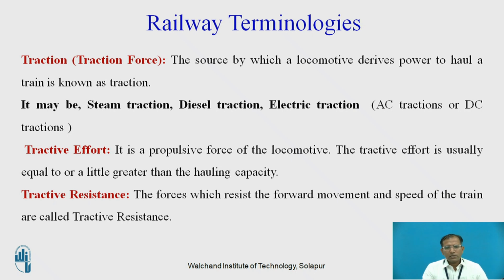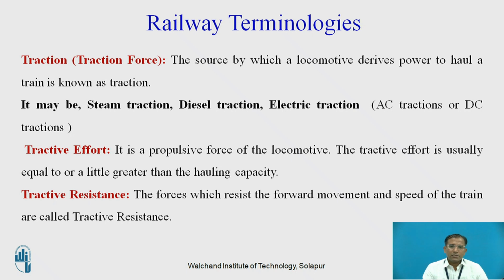Then tractive effort is the propulsive force of the locomotive, or the forward thrust given by the locomotive. Taking all the resistances, the locomotive should go forward. So the tractive effort should be equal to or greater than the hauling capacity. Whatever load comes on your driving wheels is called the hauling capacity. You should keep this tractive effort more than the hauling capacity. Then only can I take the particular load in a forward direction.